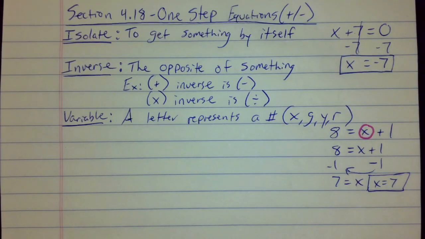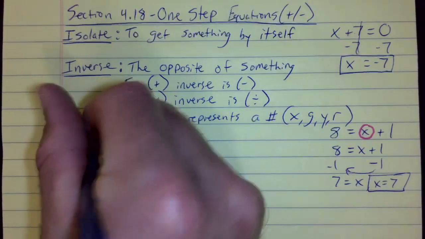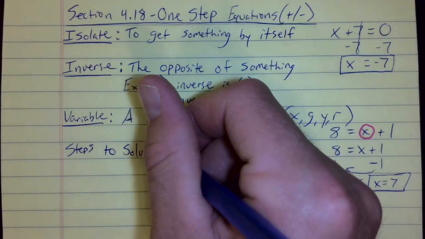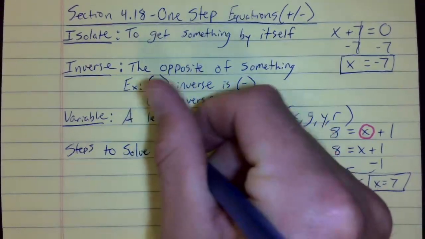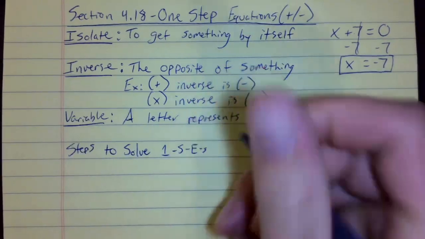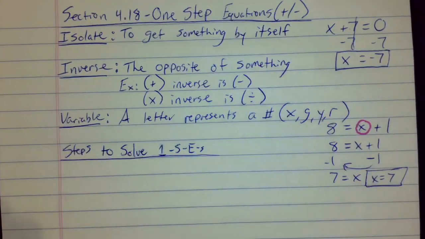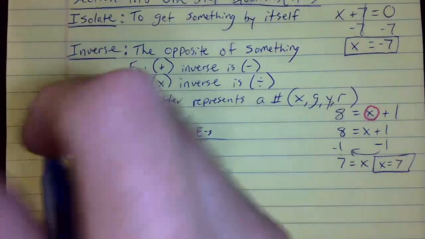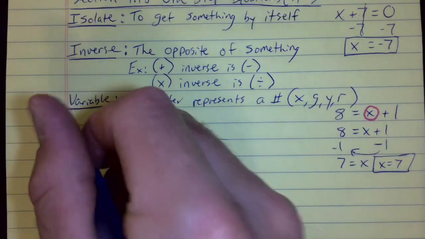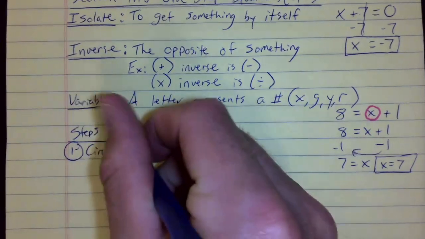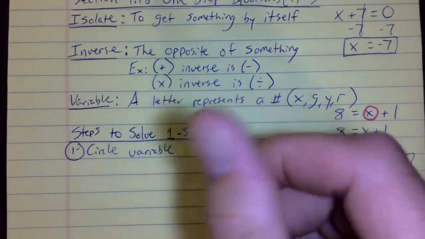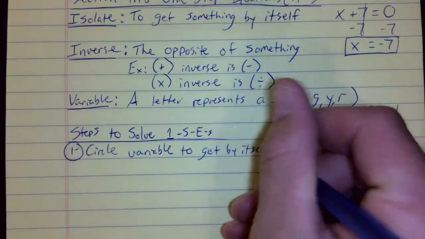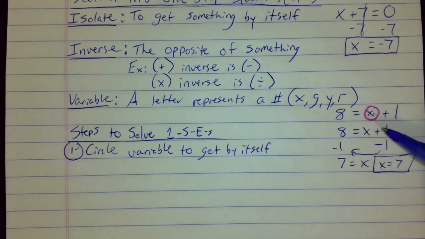That's it. So there are 3 simple steps to solve one-step equations. One-step equations. 1SEs. Steps to solve 1SEs. Step 1 is to circle the variable to get by itself. So circle the variable, just like what we did here. We have to get that by itself.